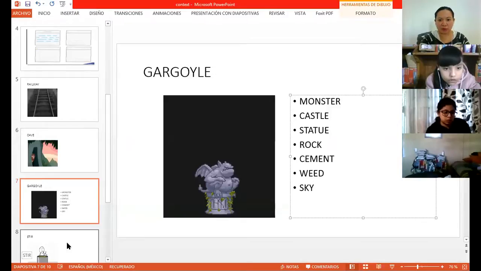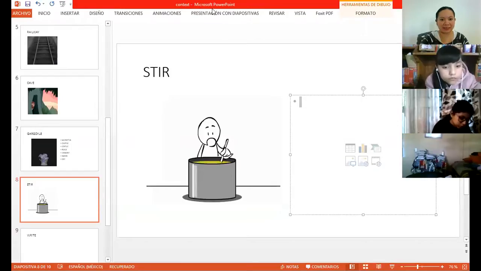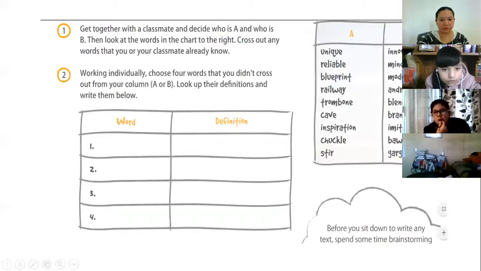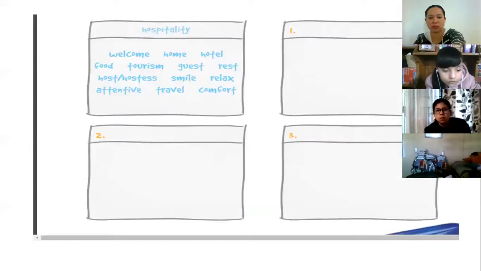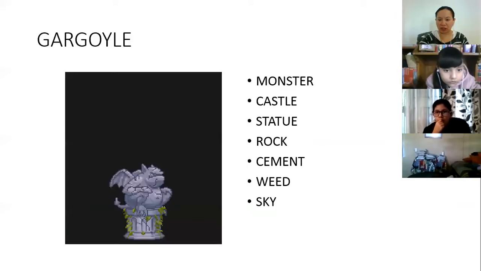And we have the word steer. Here, let me show you. We're going to write those words there, okay? So we have our words for gargoyle.